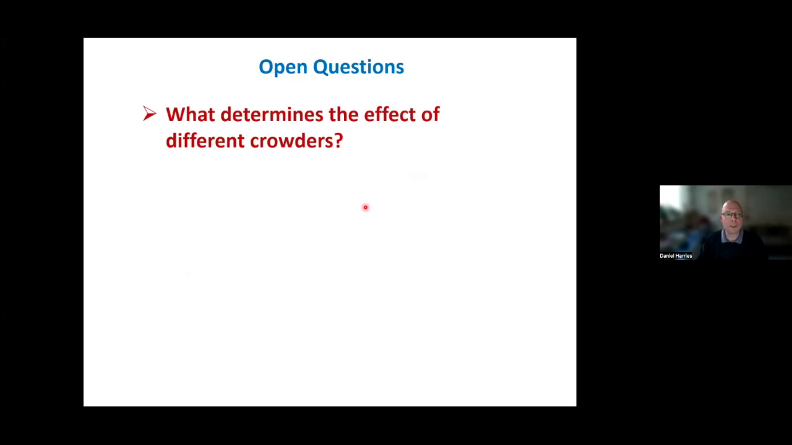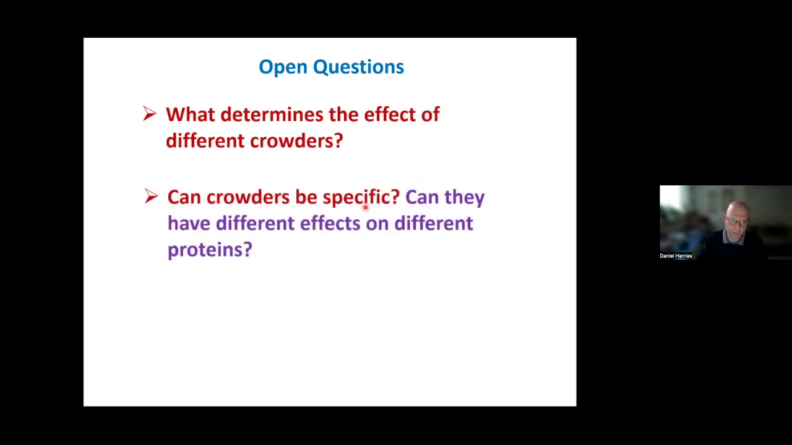Here are some. What determines the effect for different Crowders? When will it be enthalpic? When will it be entropic? And why? What is the underlying molecular mechanism that forms this distinction? Can Crowders be specific?